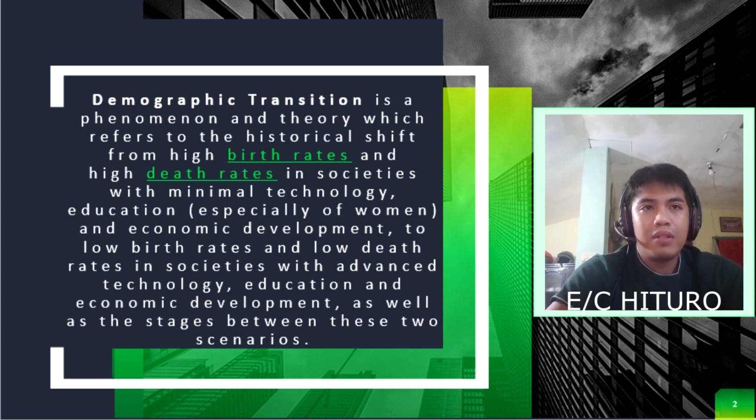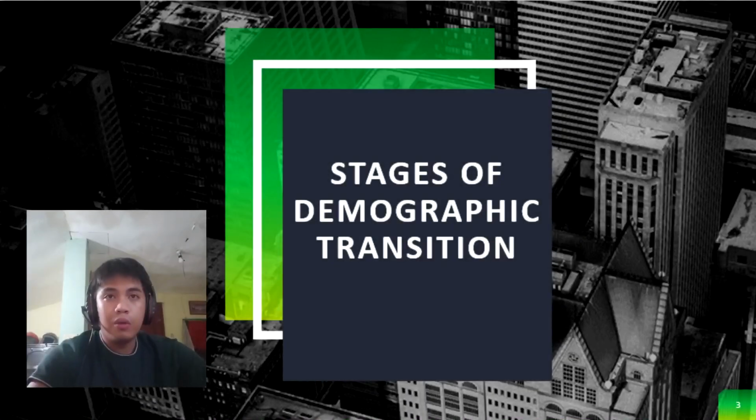Although this shift has occurred in many industrialized countries, the theory and model are frequently imprecise when applied to individual countries due to the specific social, political, and economic factors affecting that particular population. So there are 4 stages to the classical demographic transition model.